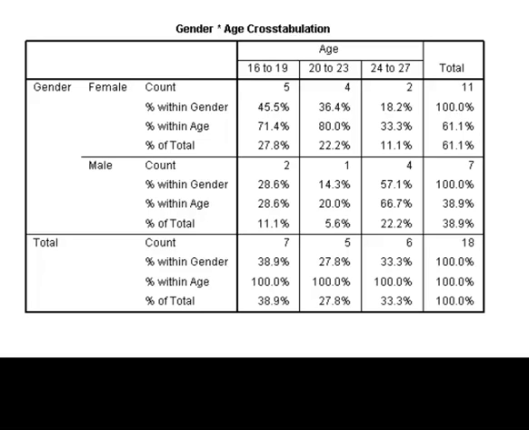Now let's look at the percentage within gender values. Here we can see that of the total number of female respondents, 18.2% were between the age of 24 and 27. Similarly, of the total number of male respondents, 57.1% were between the ages of 24 and 27. Finally, of all respondents, 33.3% were between the age of 24 and 27.